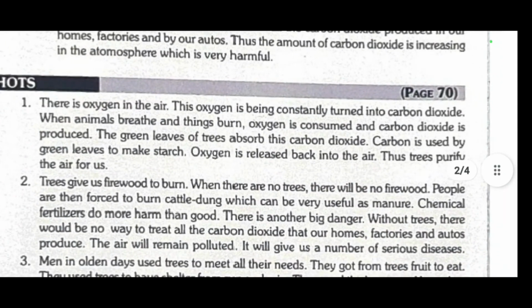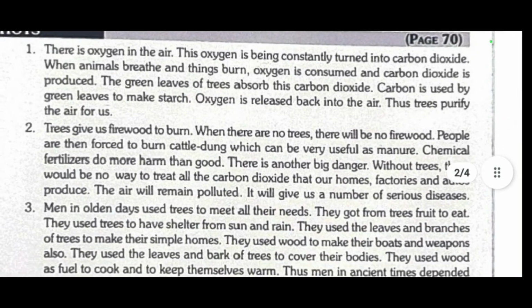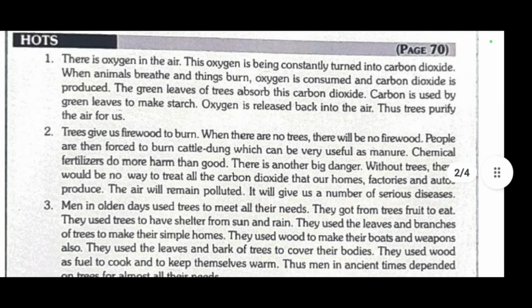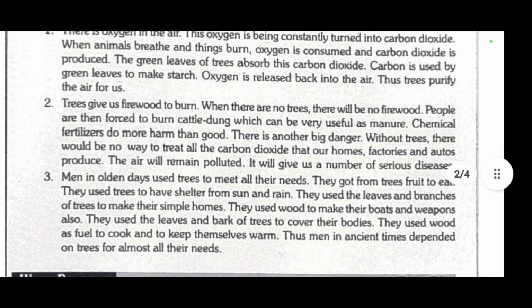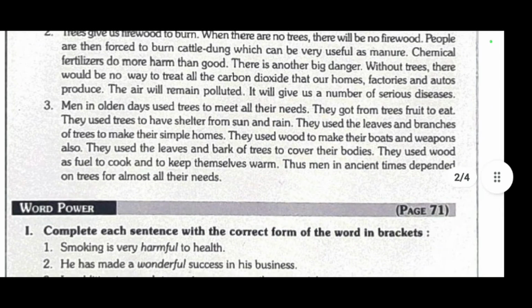Okay, and this is your page number 70 answer, HOTS answer. You can read well and write in your copy. I will show you. You just pause this video and write your answer easily.